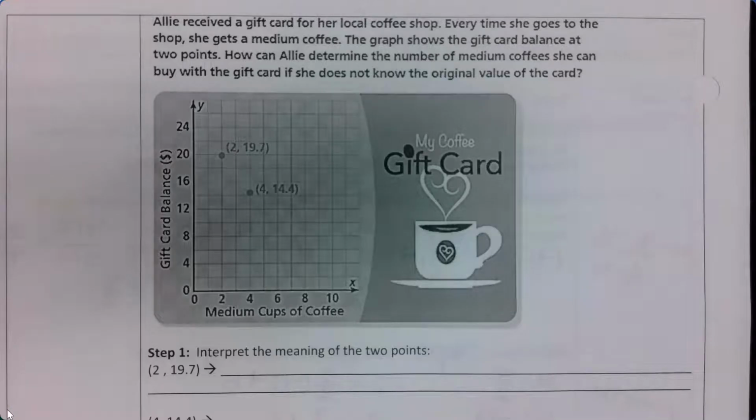There. So this says she received a gift card for her local coffee shop. Every time she goes to the shop, she gets a medium coffee. The graph shows the gift card balance.